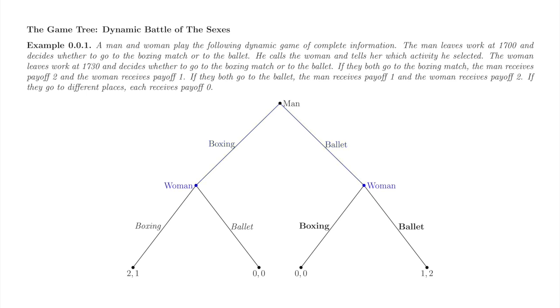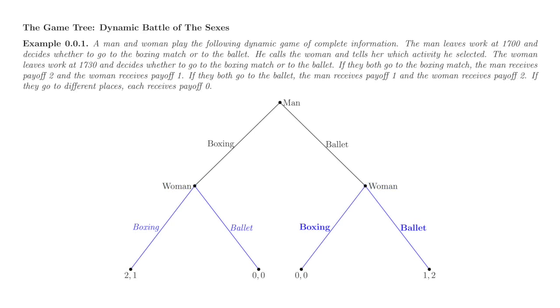The woman moves second, after the man, so her nodes, blue here, appear at the end of branches corresponding to the man's actions. At the time of her move, she has perfect information about the history of the game. She observes the man's choice via his phone call. We represent her perfect information by the presence of two nodes with her name, one node representing her move following the man's selection of boxing, and the other node representing her move following the man's selection of ballet.